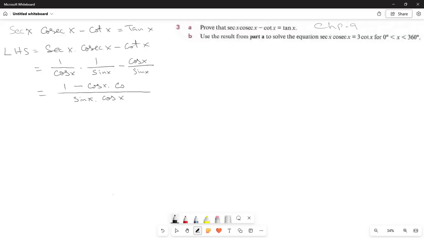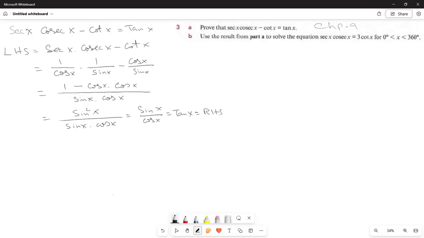I will have 1 minus cos x times cos x, which gives 1 minus cos square x, and that is sine square x. Am I right? Sine square x over sine x into cos x. One sine cancels, so I will have sine x over cos x, which is tangent x. So this is my right hand side. This is part A, we proved it.